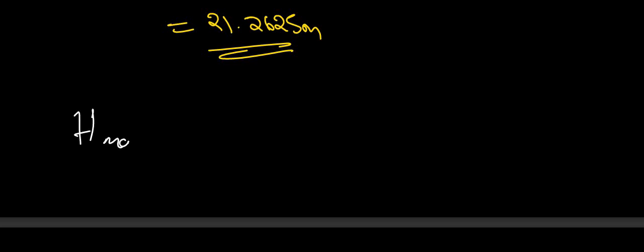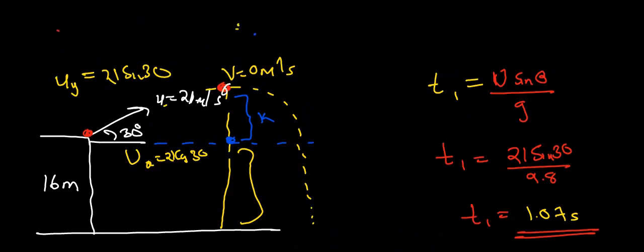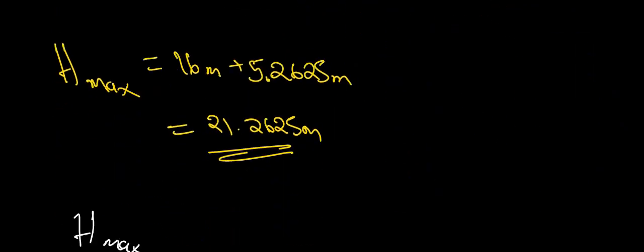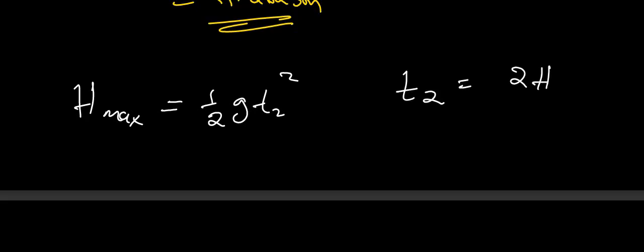So h max, starting from here, since our initial velocity is taken as 0, we are falling down, right? That's how we get our t2. This thing is not pushed, meaning its initial velocity is 0, so this will directly be h max equals half g t2 squared. In short, t2 is equal to the square root of 2 times h max divided by g.